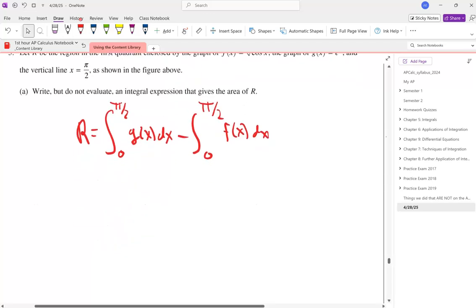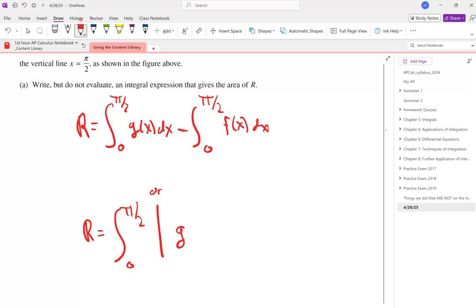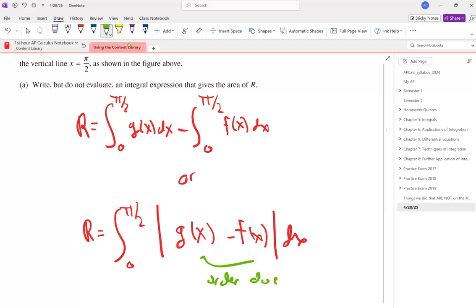Alternatively, if you use an absolute value and you write it this way, the order doesn't matter. So if you get confused and you're like, which one's on top, which one's on bottom, just stick them together in the same integral with an absolute value around it, and it will not matter. That's a nice hack for this kind of question.